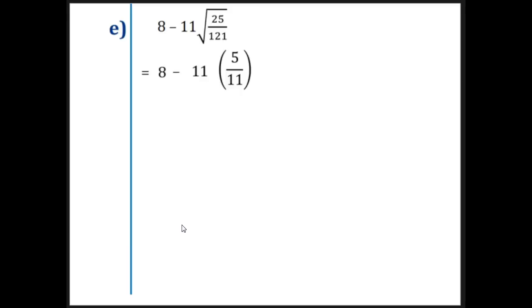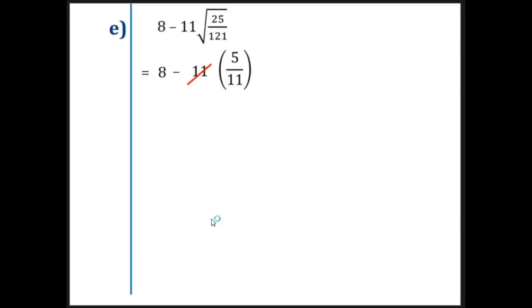25, right? So the top part says 25. What is the square root of 25 then? What number times itself is 25? 5. That's how I got that. And 121 is the square root of 11, or 11 squared.